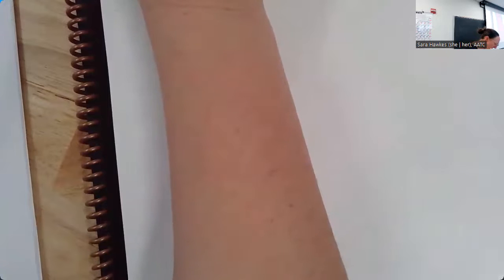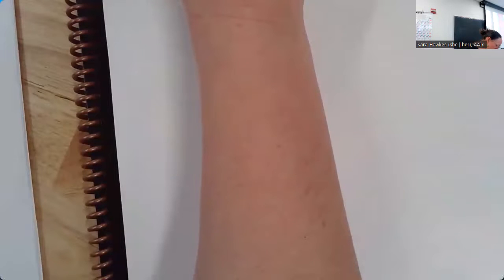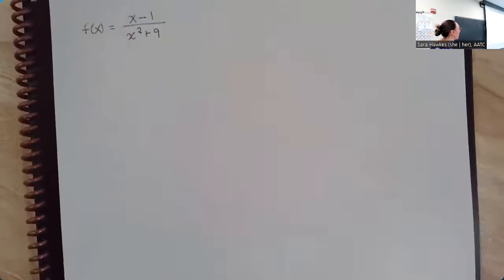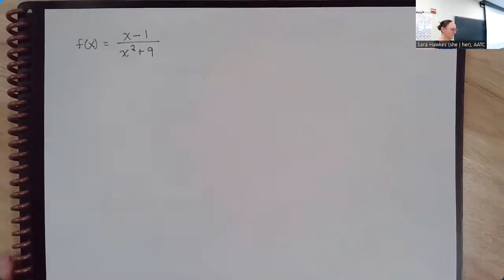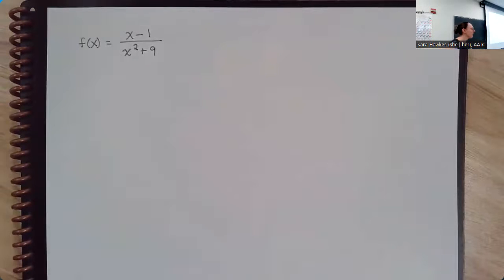So f of x equals x minus 1 over x squared plus 9. I don't think it asked us for the asymptotes? I'm going to find them anyway because I need them to graph. He's not asking y'all for the asymptotes, but I don't know how to graph it if I don't do them. So I'm going to look for the asymptotes even when he doesn't ask me to.